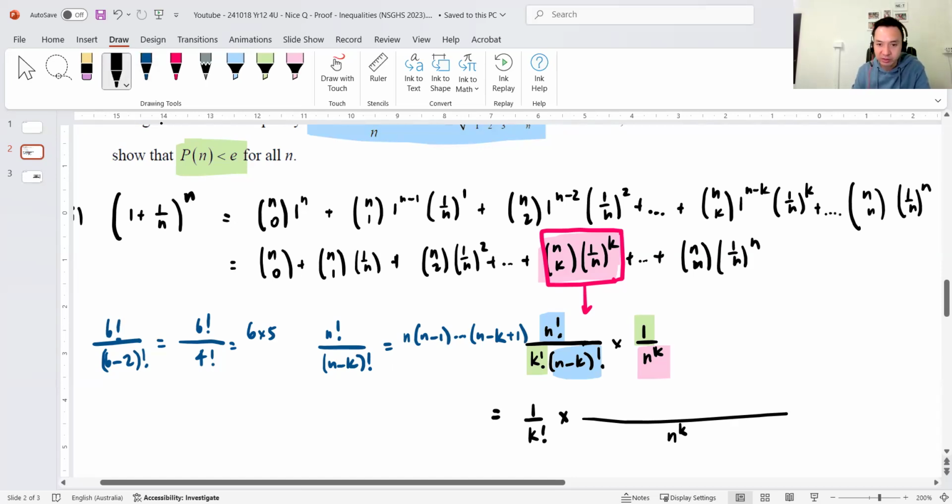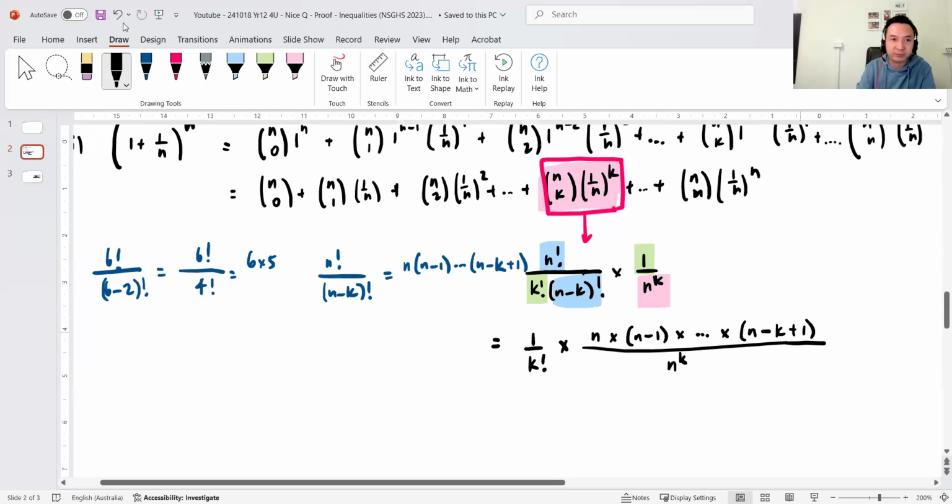So I'm going to break this into n times n minus 1 times all the way down to n minus k plus 1. Now, how many terms are there? Yeah, let's see. So I think there's k terms, right? Just to be clear, because of n minus k, I think there's k terms.